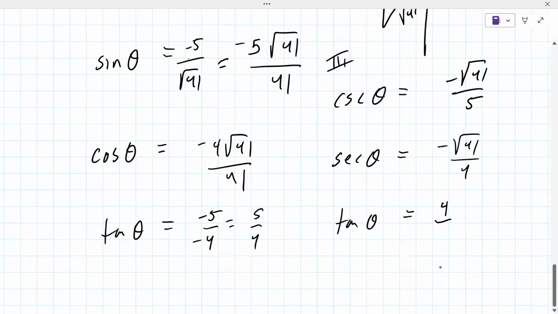4 over 5. You really want to use that reciprocal stuff. That's really the best way, in my opinion. So keep that in mind. All right, good job there.